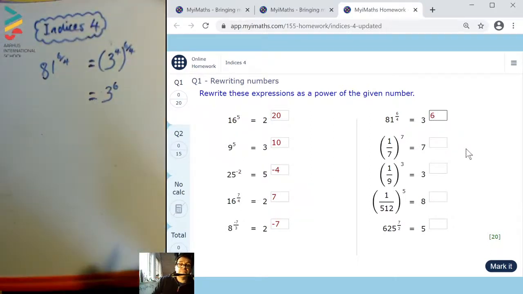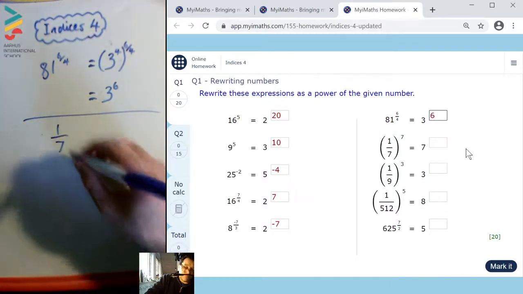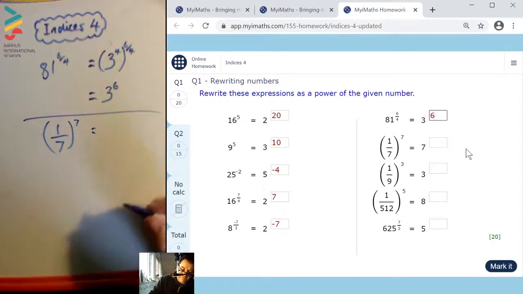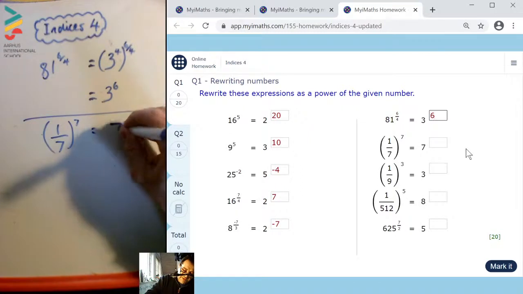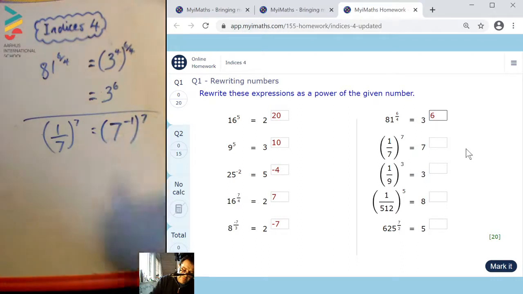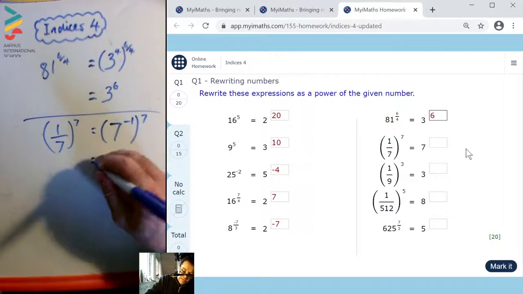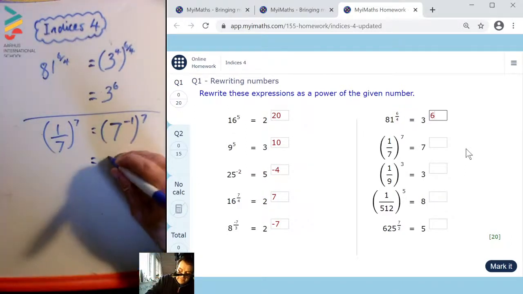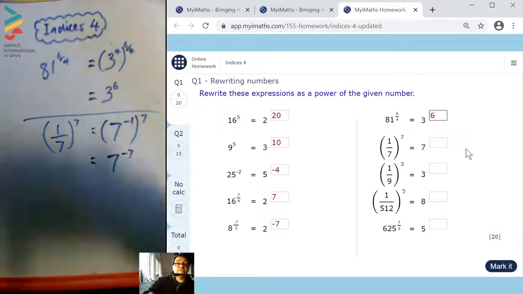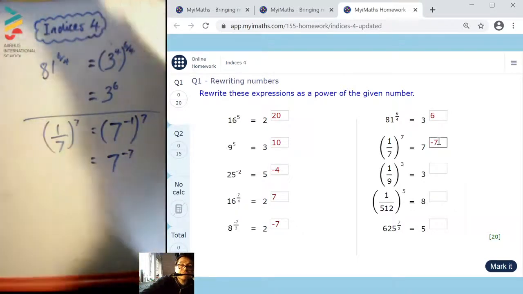And the next one, 1/7 to the power of 7 equals 7 to the power of something. Well, 1/7 is the same as 7 to the power of minus 1. So that's the same as 7 to the power of minus 1 to the power of 7. And once again multiply the powers, so that's the same as 7 to the power of minus 1 times 7 makes minus 7. So the final answer is 7 to the power of minus 7.